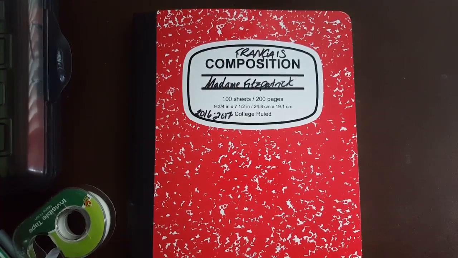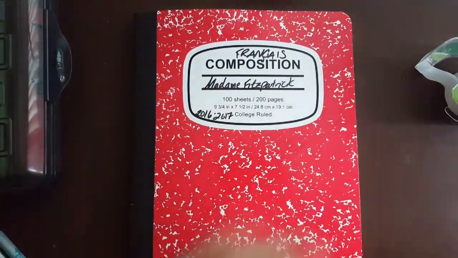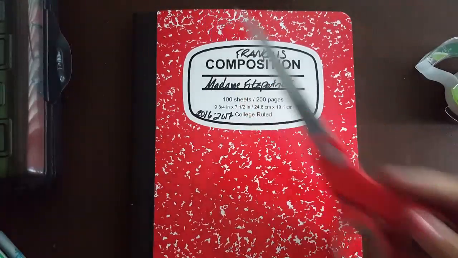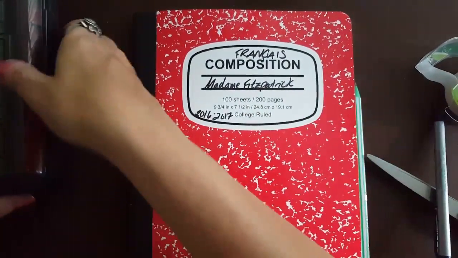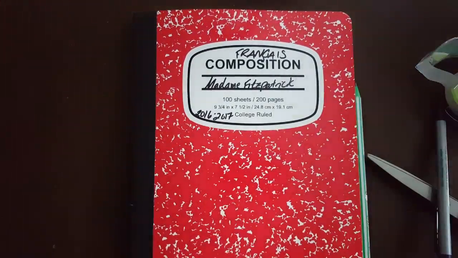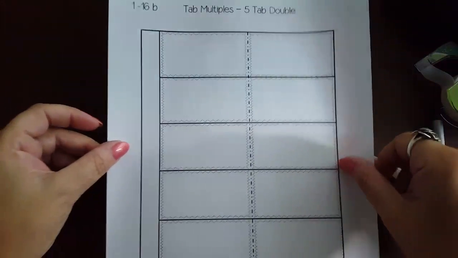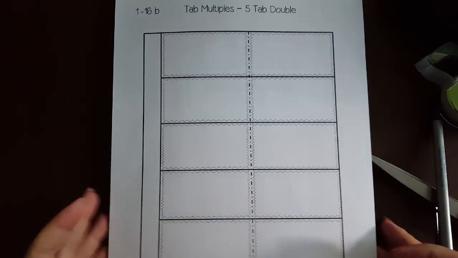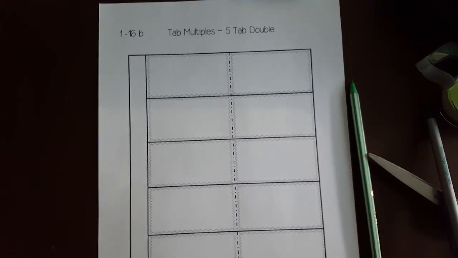Today we are going to continue with our review notes. You will need your interactive notebook, some tape, a pair of scissors, a pen or a pencil, some colored pencils, and this sheet. Let's start with the interactive insert.